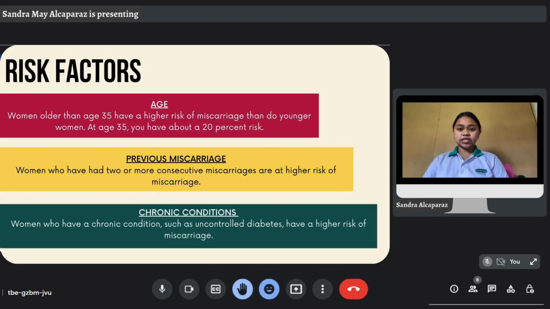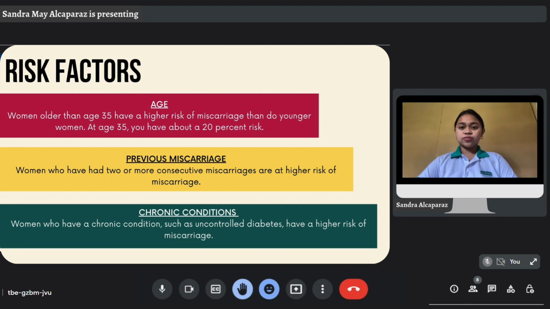First risk factor is the age. Women older than age 35 have a higher risk of miscarriage than do younger women. At age 35, you have about a 20% risk. At age 40, the risk is about 40%, and at age 45, it's about 80%.